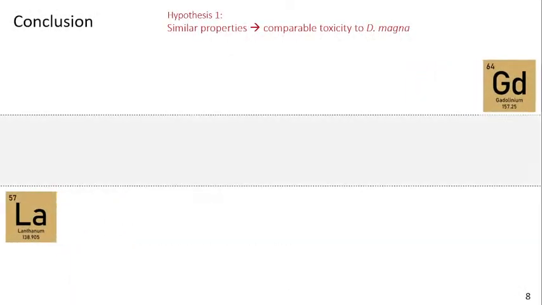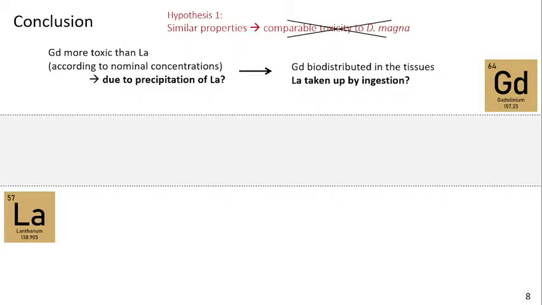So now if I summarize all of this, we had this first hypothesis saying that similar properties mean similar toxicity, which was refused, because gadolinium tends to be more toxic than lanthanum. This I can maybe also explain by the fact that in the test I was working at pH 7, and I saw that lanthanum was precipitating much more than gadolinium. And if this precipitation is happening, there's less metal available to interact with the organism. And if this metal is in particles and in a solid form, this might be easily ingested by the organism, which could explain why this metal is found in the intestinal tract and not in a diffuse form in the organism.